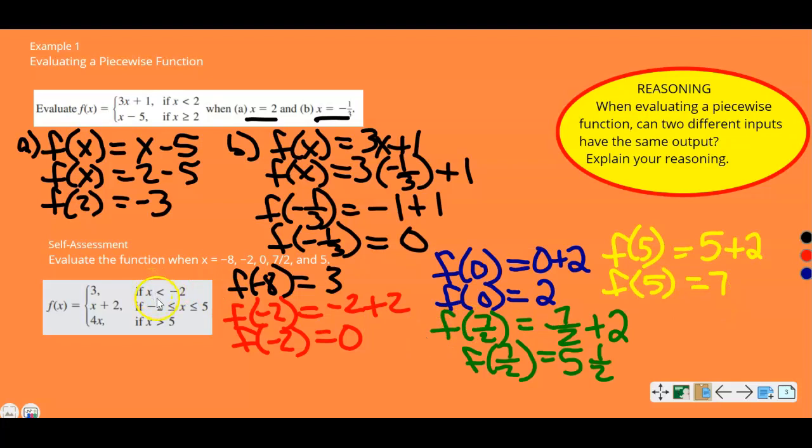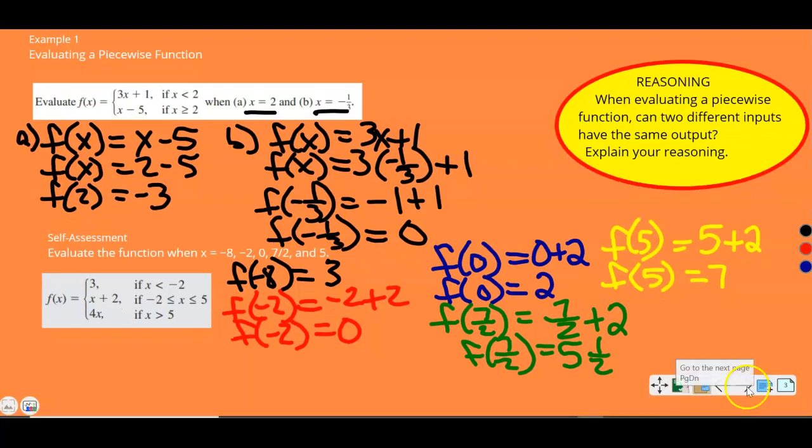So you can see that we used the first piece once. We used the second piece 1, 2, 3, 4 times, and we did not use the last part of the piecewise function for this evaluation. That's okay. You have to look at the domain and see which part of the function you need to use. Hopefully you got those correct and you don't think that's too difficult. I kind of like piecewise functions, and I always hope that my students do as well.